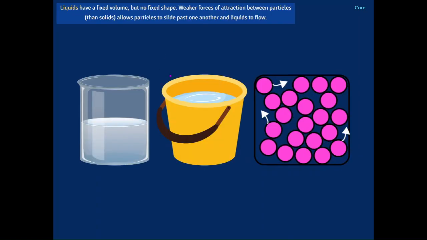Liquids have a fixed volume but no fixed shape. You can pour them from one container to the next. They will take on a new shape. And this is interesting. Weaker forces of attraction between particles, as compared to solids, allow the particles to slide past one another, which is what allows liquids to flow.